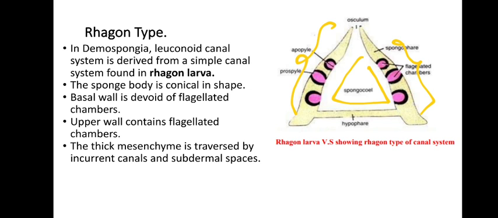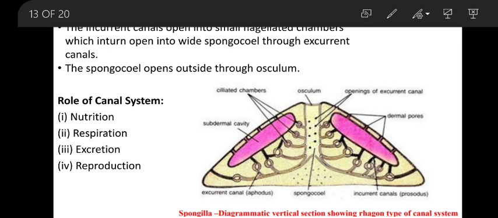Now here the broad flagellated chambers are present with the broader prosopyles and the apopyles. And then it leads to a large spongocele. If you remember, leucon type generally has a reduced spongocele. In case of Rhagon larva, the spongocele is quite a bit bigger, and here the prosopyles and apopyles are also much larger, and the mesenchyme is much thicker. This is actually found in case of larva. The similar type is found in adult leuconoid sponges.